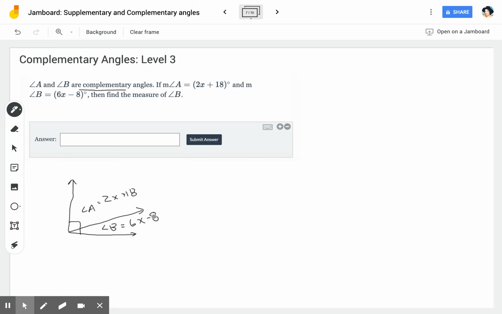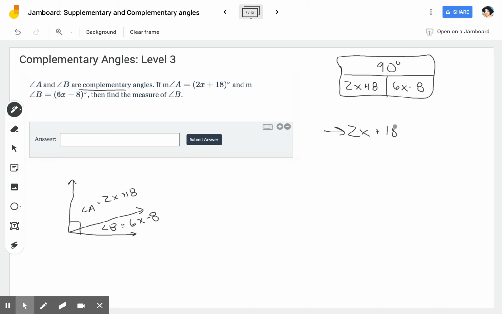When I do my part whole, I have that 90 degrees is made up of two parts, the first part being 2x plus 18, and the second part being 6x minus 8. And so when I put it all together, I have 2x plus 18 plus 6x minus 8 is equal to 90 degrees.